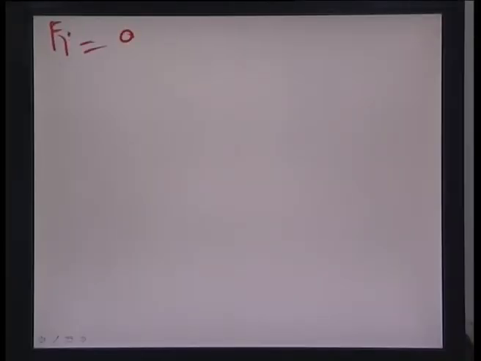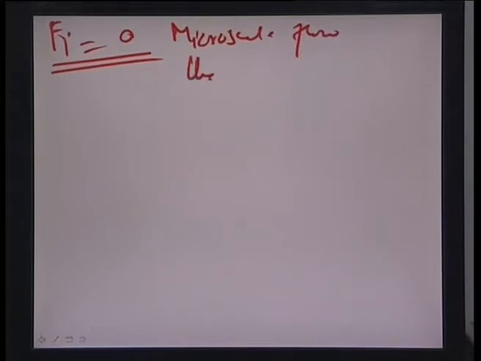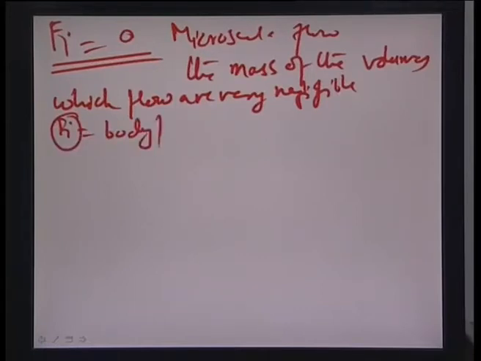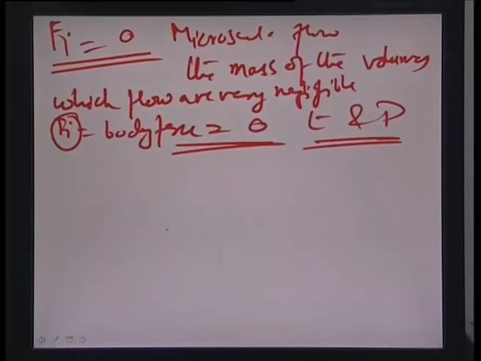Now, for all practical purposes, the only quantity which may differ a little bit is Fi, the force related to the body force. When we are talking about micro scale flows, the mass of the volumes which flow is very, very negligible. So, therefore, the body force Fi is also negligibly small. We can neglect it to 0, and so we need quantities like T and P to be scaled down in order to ascertain whether we can complete scaling down of the Navier-Stokes equation at the particular scale of reference.